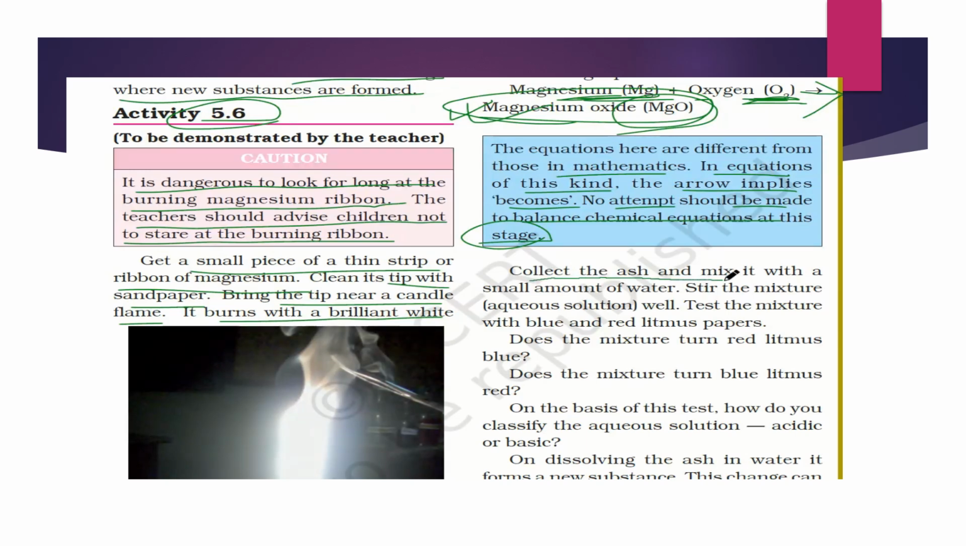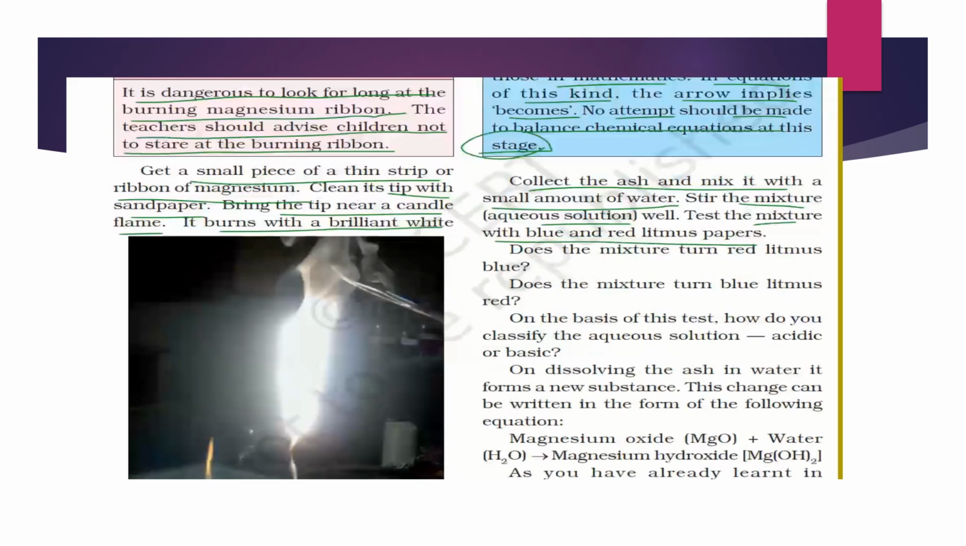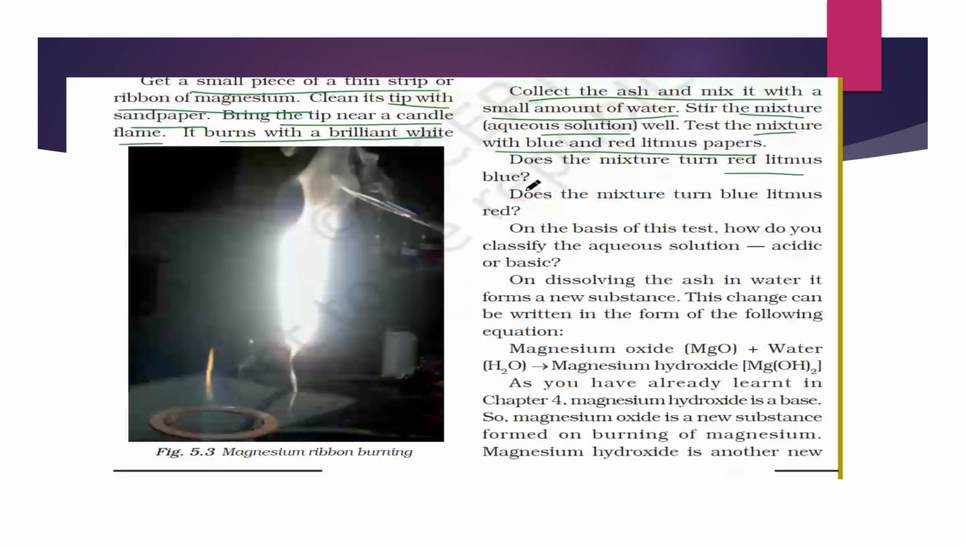So collect the ash and mix it with a small amount of water. Stir the mixture to make an aqueous solution and then test the mixture with blue and red litmus paper. Now, does the mixture turn the red litmus blue, or does the mixture turn the blue litmus red?